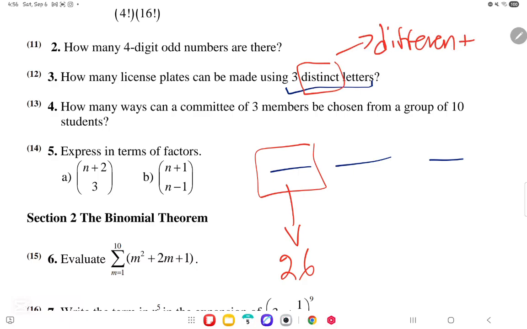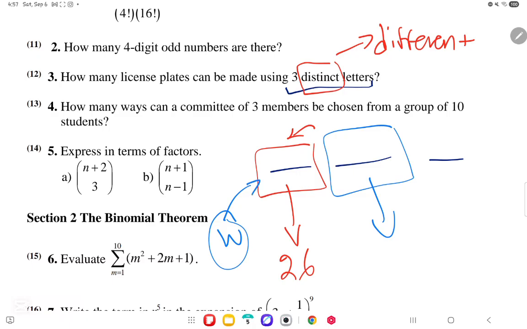Now, if you used one of the letters in this one over here, then in this one over here, you will have fewer letters. Why? Because let's say you choose the letter W over here. If I use the letter W over here, I cannot use it in the second and the third one. That means it's unavailable, or very simply, you will take it away from the 26 letters. So 26 minus 1 will be left with 25.